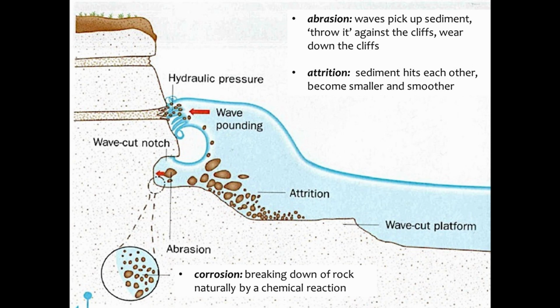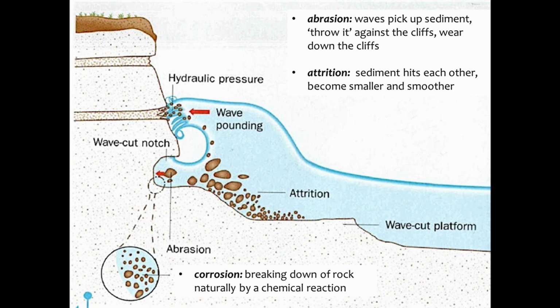We can also have attrition. What happens is basically sediment keeps hitting each other and wears each other down, and becomes smaller and smoother. There are a few other things that can happen. We have something called corrosion. And with corrosion, we have the breaking down of rock naturally by a chemical reaction. Some rocks, for example limestone, made up of calcium carbonate, are very susceptible to slightly acidic solutions. So if a chemical reaction makes that water slightly acidic, it's going to easily erode away at that limestone cliff or that limestone rock comprising the shoreline.